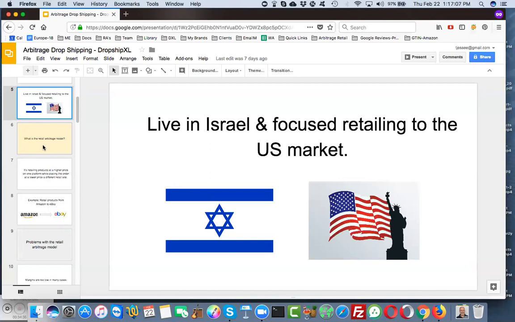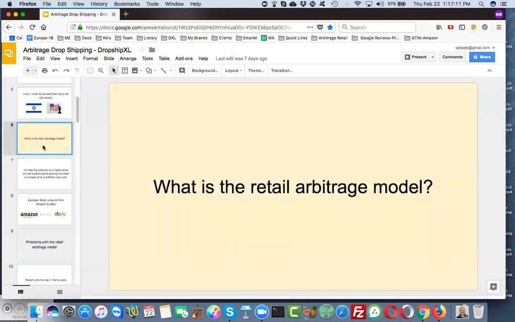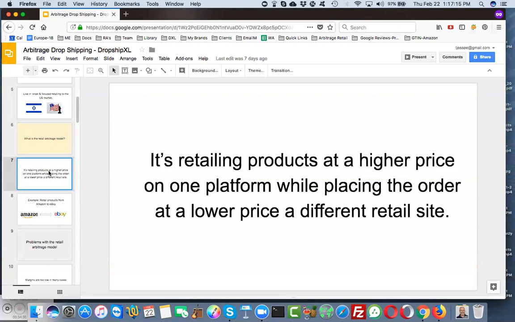Right. So yeah, let's get into some of those reasons here. First, let's explain, what is retail arbitrage? Okay. So I'll just share that here. It's retailing products at a higher price from one platform while placing orders at a lower price at a different retail site. So here's an example.